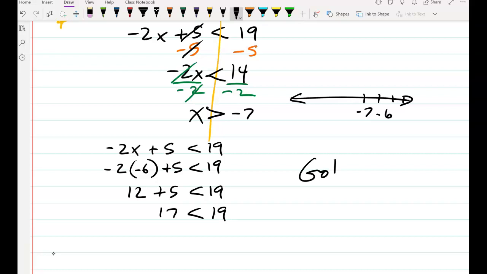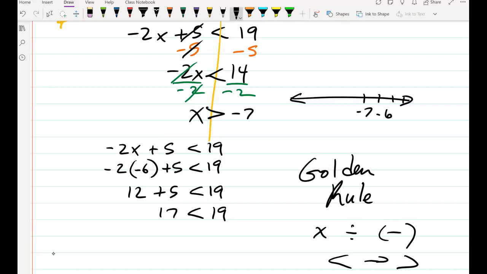Remember the golden rule. It's super important. Whenever you multiply or divide by a negative, you've got to flip your inequality. If you don't remember that, you're going to be in a world of hurt.